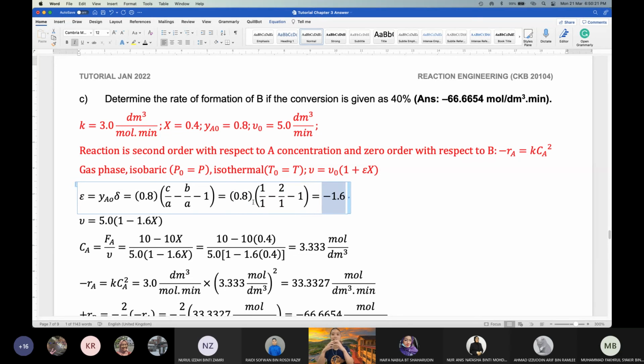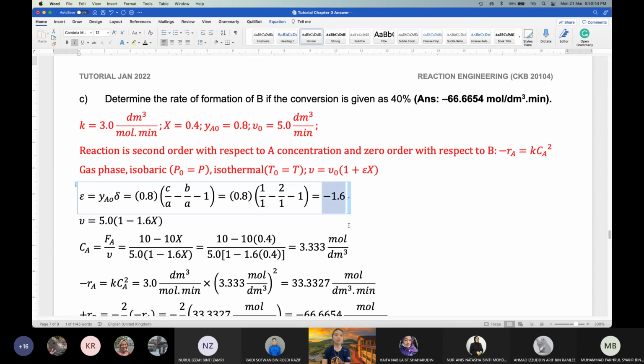Means kamu kira yang part sigma, kamu darab dengan YA0, you will get your epsilon, negative 1.6. So epsilon, like I told you, can be negative, can be positive. Possible sama ada negatif atau positif. Asalkan kamu kira betul, tak kisah pun kalau kamu dapat negatif, tak kisah pun kamu dapat positif because it depends on the reaction. Some will give you negative, some will give you positive.